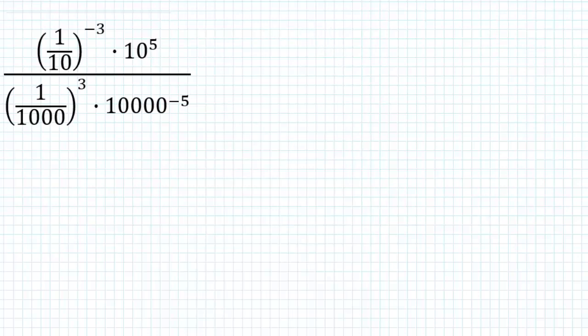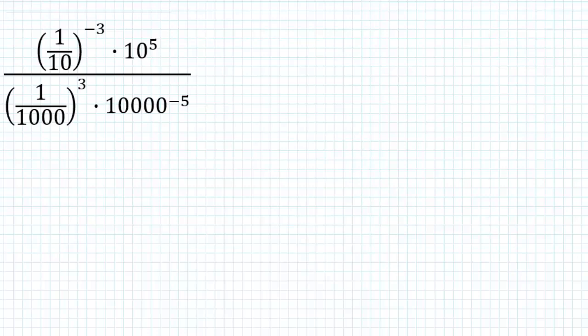Hello, this is problem 3.2. Before we start solving the problem, I want you to notice numbers in this problem. We have 1/10, we have 10, we have 1/1000, and we have 10,000. All these numbers can be written as powers of 10.